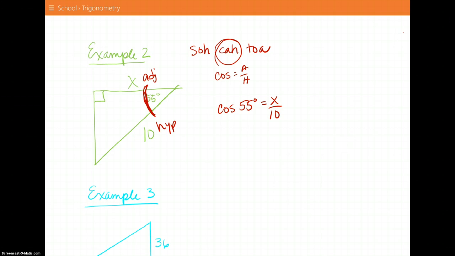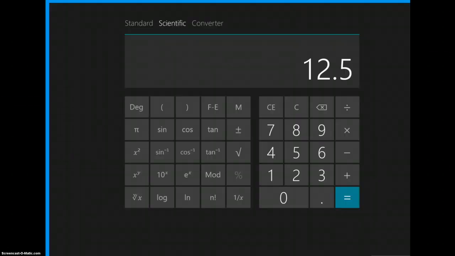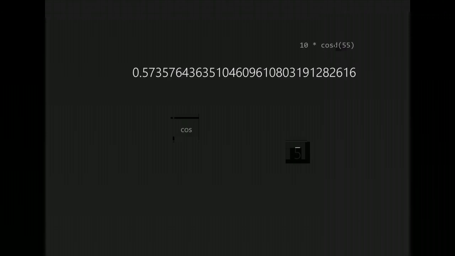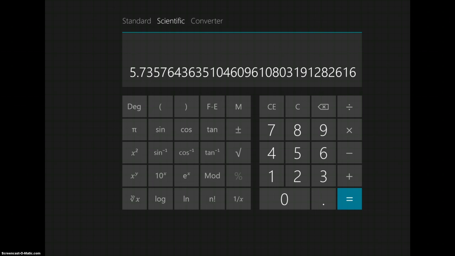And again, I can get the x by itself, just a little bit of algebra 1. Multiply both sides by 10. So 10 cosine 55 degrees equals x. So this is what needs to go in my calculator: 10 times the cosine of 55. And when I push enter, it tells me 5.73.